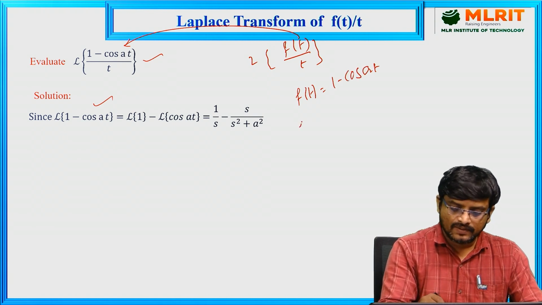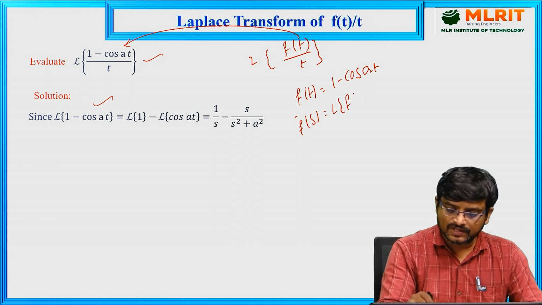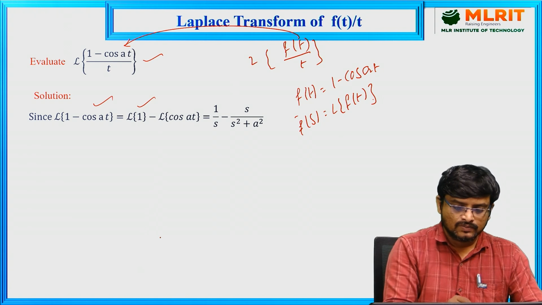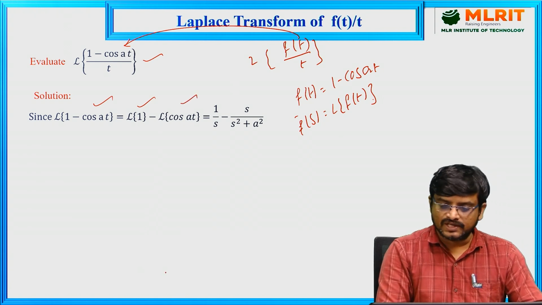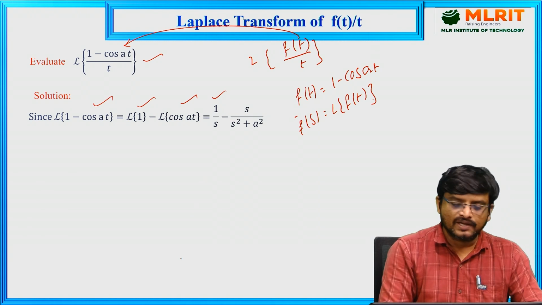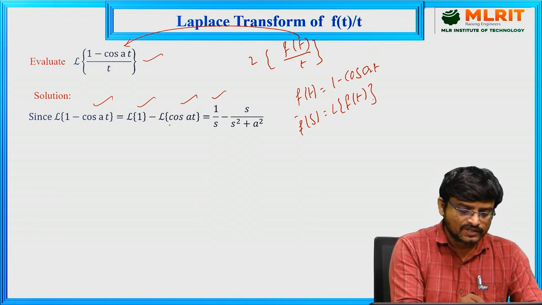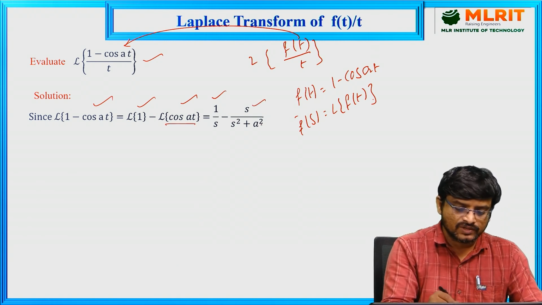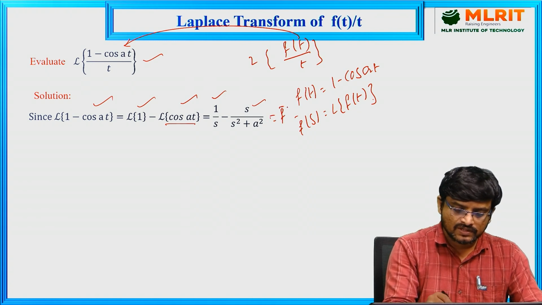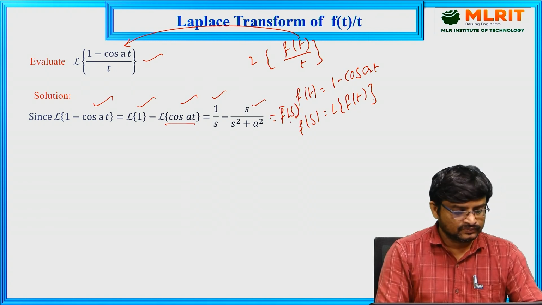Then f bar of s is the Laplace transform of f of t, that is, Laplace transform of 1 minus Laplace transform of cos at. Laplace transform of 1 is 1 by s, and Laplace transform of cos at is s by s square plus a square. So this is our f bar of s.